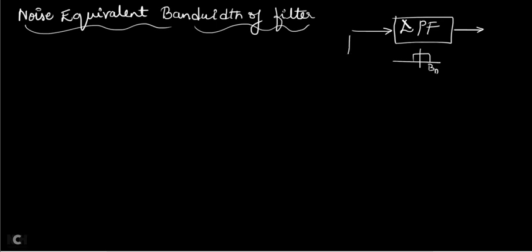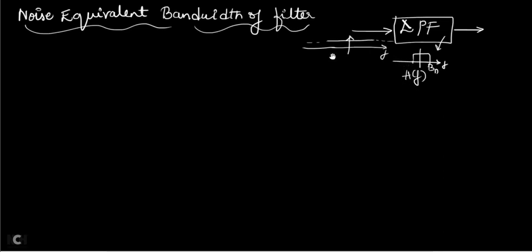Now take the input noise as white noise. You know that for white noise the power spectral density in the frequency domain is constant. Everywhere it will be present. When this white noise is sent as input to the low pass filter, in the frequency domain the input will be multiplied with the frequency response of the low pass filter. How does the frequency response of the low pass filter look? From here to here.